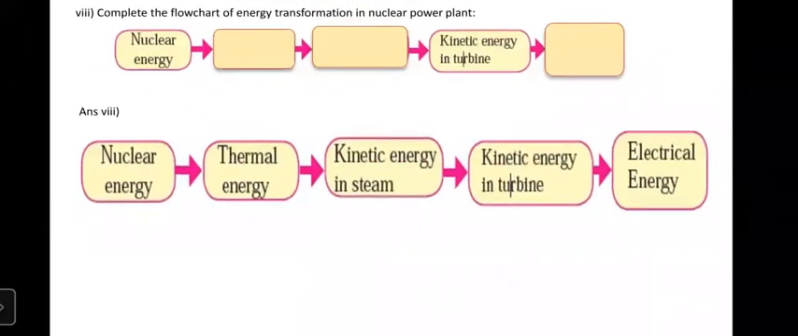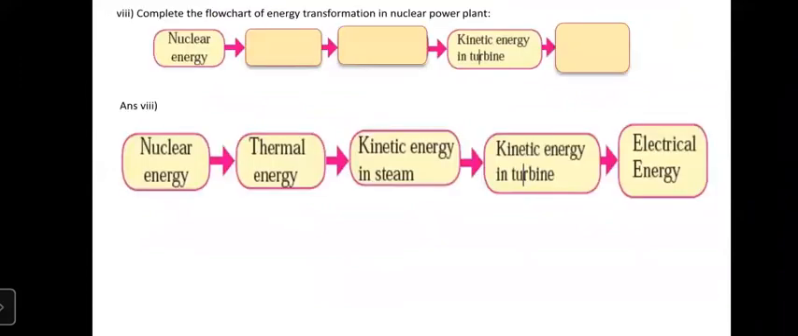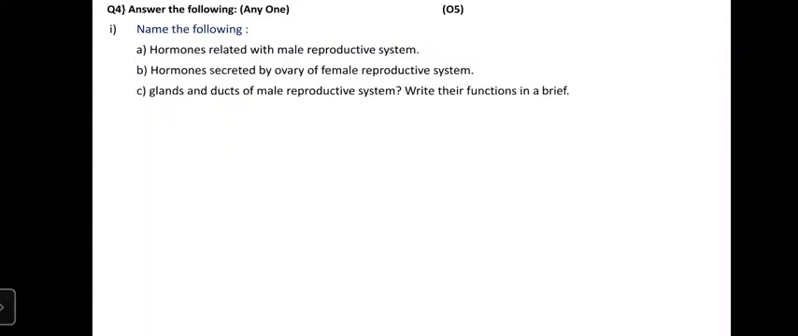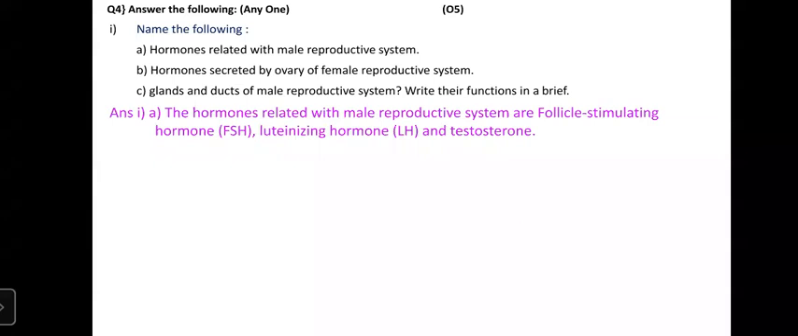The next question is question number 4. In this, answer the following. Only one question has to be answered, and it is for 5 marks. Now see the first question. In question number 4, 2 questions will be asked and you have to attempt any one. See, the first question is name the following, and here again 3 questions are asked, A, B, C, and you have to write the answers of all the 3 parts.